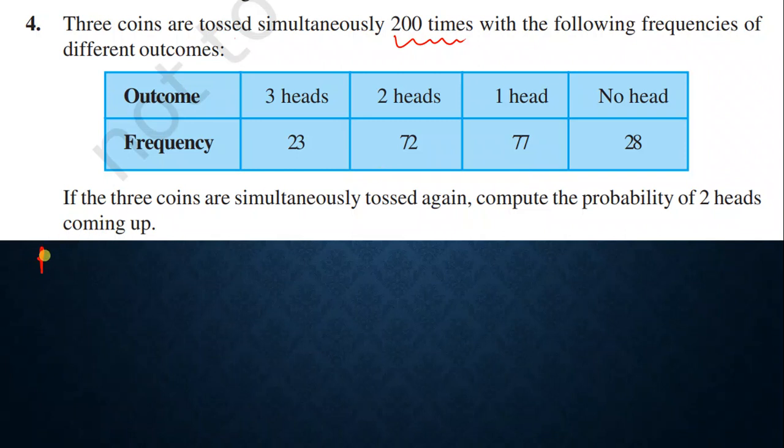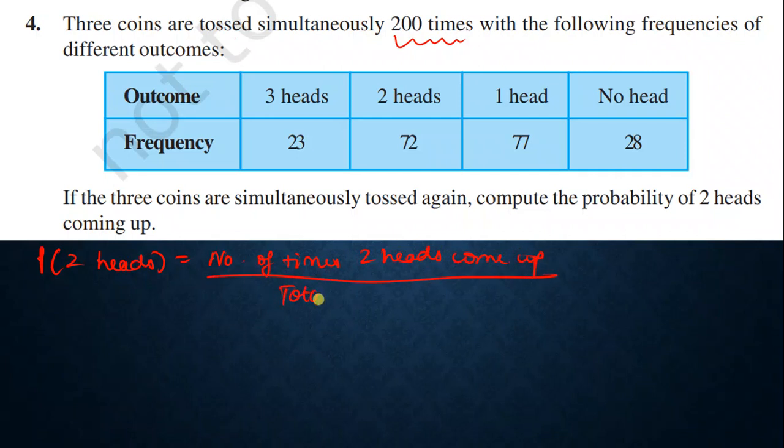So in simple words, we need to find out the probability of 2 heads. So this is very simple. That will be the number of times 2 heads come up by the total number of frequencies or total number of trials, anything you can say.